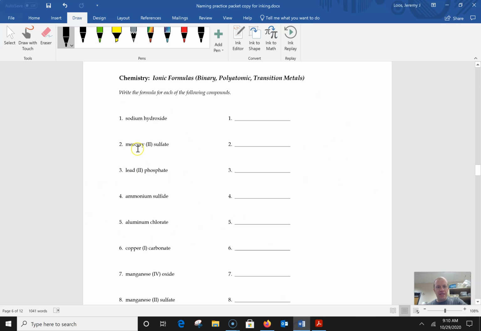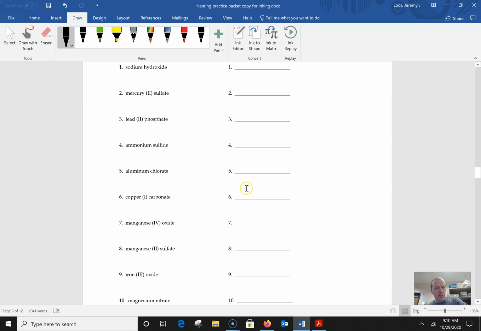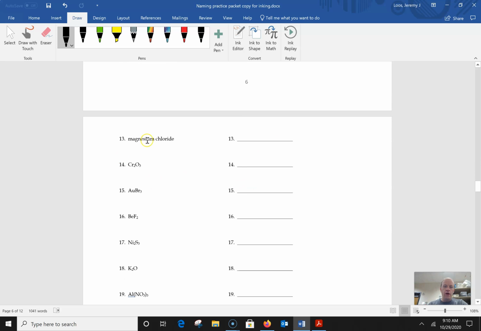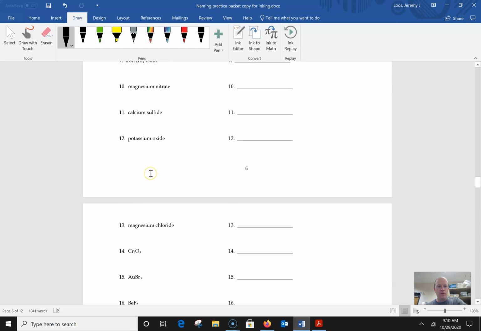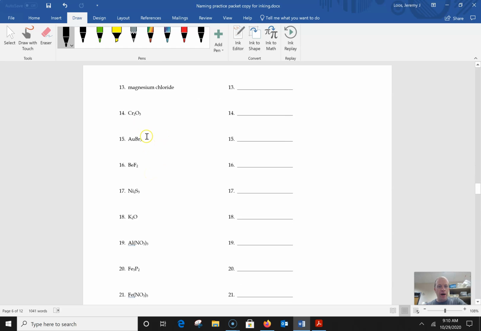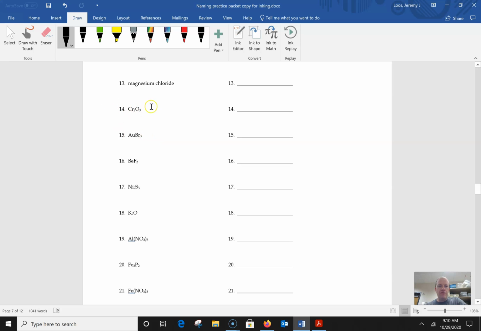Now, there's two skills. There is when we see the name in words and write the formula, as we're going to do here. And by the way, on yours, these two items are on one page. Or on the bottom part here, where we see the formula and we write the name. The flowchart, admittedly, probably works a little bit better when we're doing this skill on the bottom.